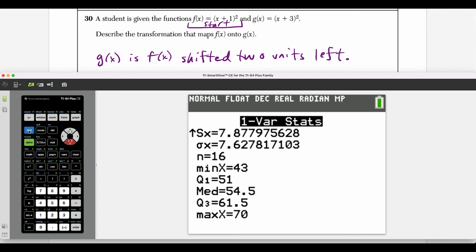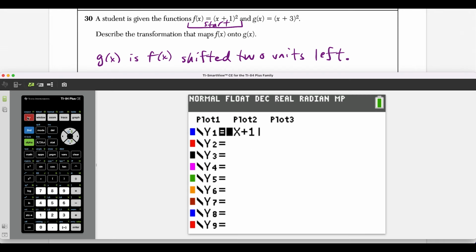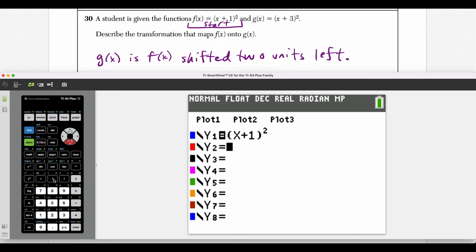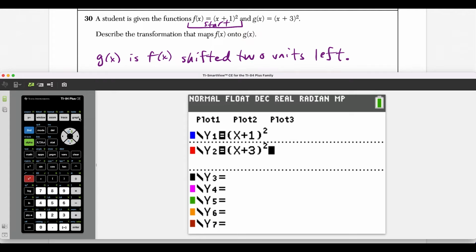But let's say you forget all that stuff. What you could always do is go to the calculator and type in both functions. So we could type in first (x + 1)², because that's going to be the starting function in red. And if we graph at the same time (x + 3)², we could just look to see how the graph actually transforms. So this is useful if you forget rules, use the calculator to investigate.